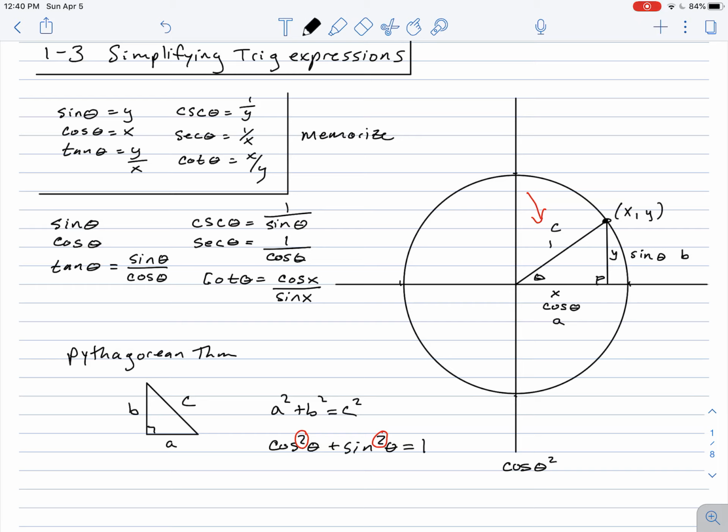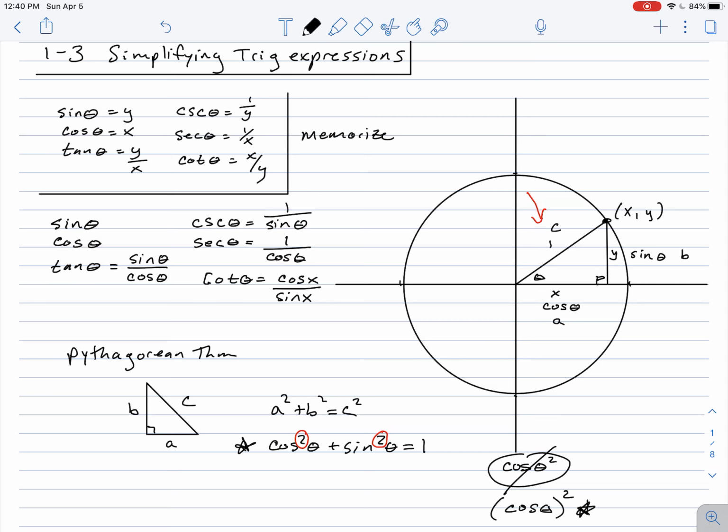Okay. The other way you could write this, if you chose, is... this one is not the same, but this one is. If you want to, you could put parentheses around the whole thing and square it. This one is the same as this one right here. Okay. Typically, we write the squared in between the trig function and the angle, though.